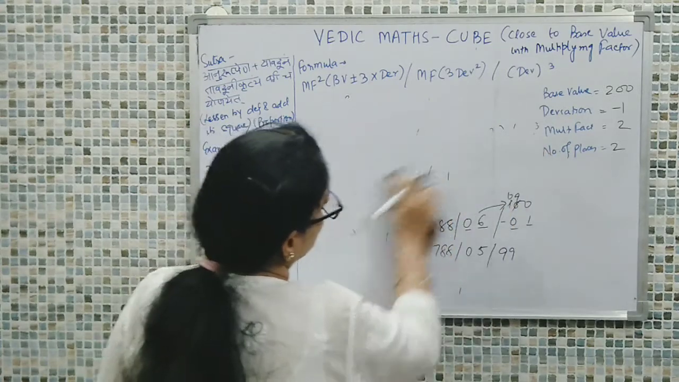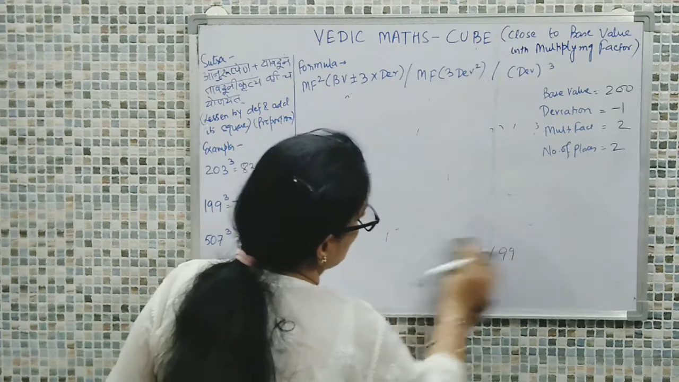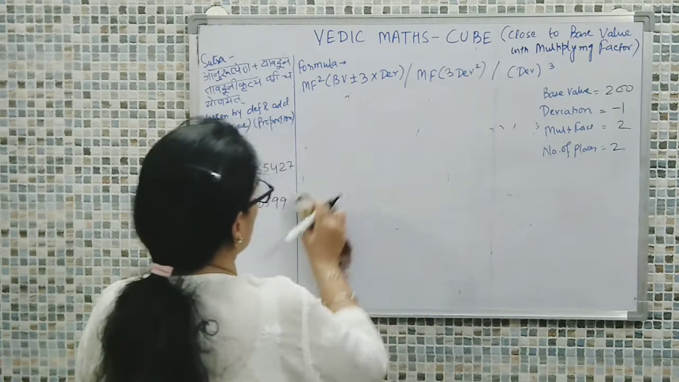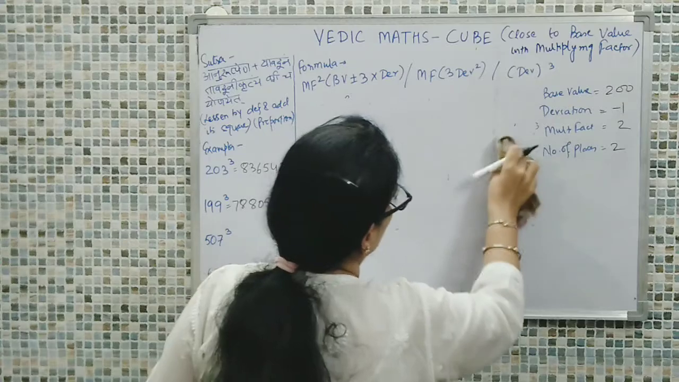So when you are talking about the close value, it gives us the nearest deviation, because of which the calculation becomes really simpler and easier.